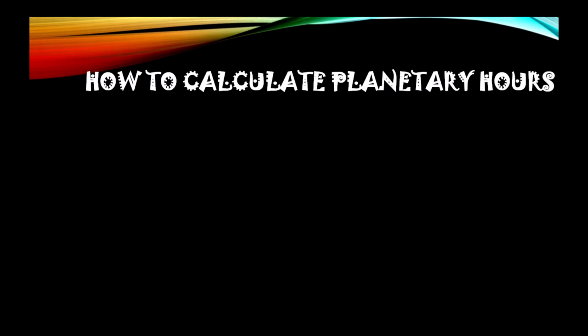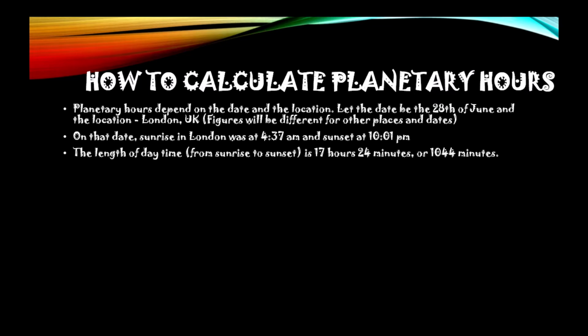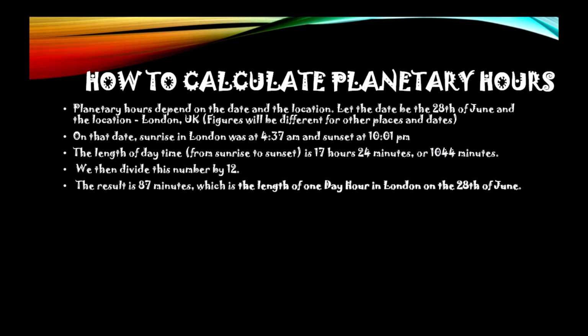How to calculate planetary hours? Planetary hours depend on the date and the location. Let the date be the 28th of June and the location London, UK. Figures will be different for other places and dates. So on that day, sunrise in London was at 4:37 AM and sunset at 10:01 PM. The length of daytime from sunrise to sunset is 17 hours 24 minutes, or 1044 minutes. We then divide this number by 12 and the result is 87 minutes, which is the length of one day hour in London on the 28th of June.